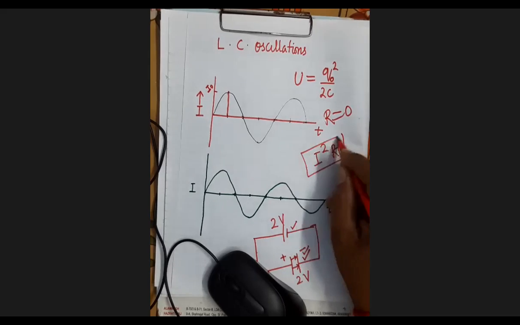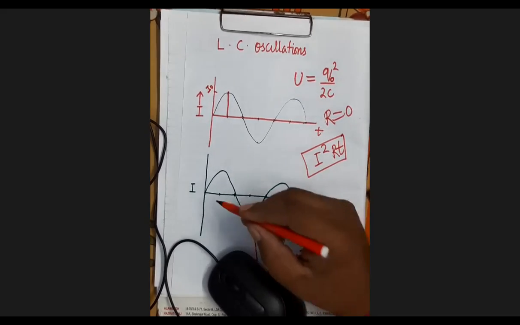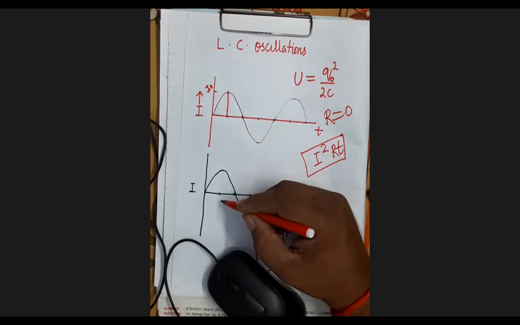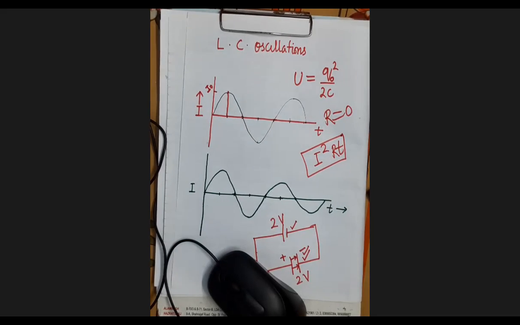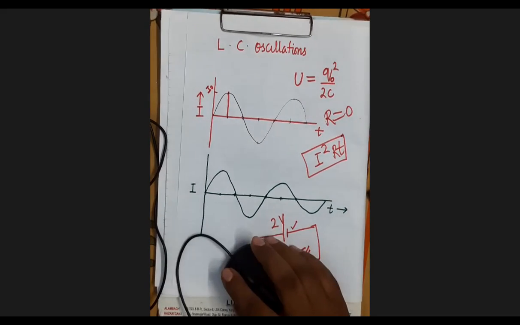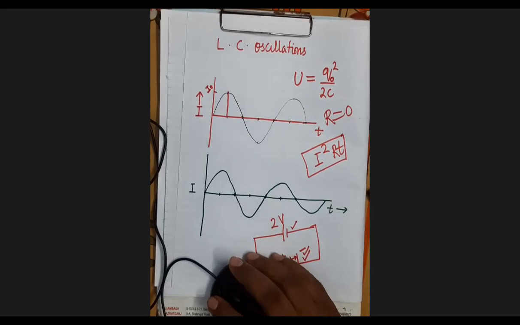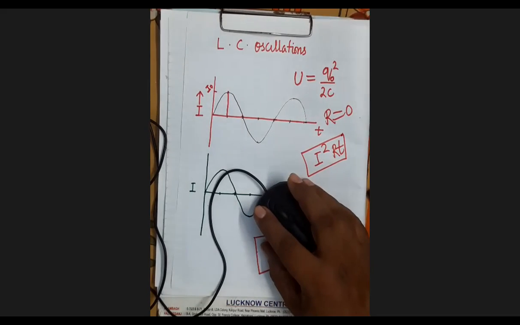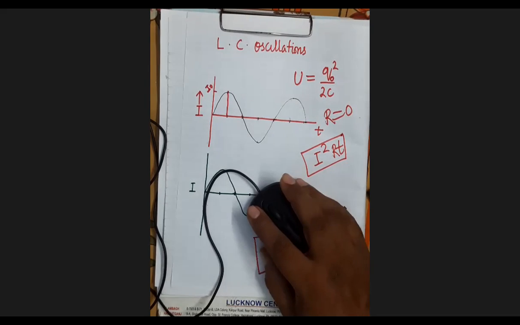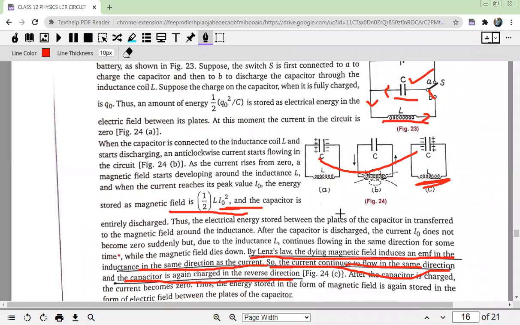And when there will be the loss of energy, what will happen? The magnitude of current decreases during this repeated cycle of charging and discharging of the capacitor. You can see, during this repeated cycle of interconversion of energy from one form to another, there is a continuous loss of energy, I squared R T.